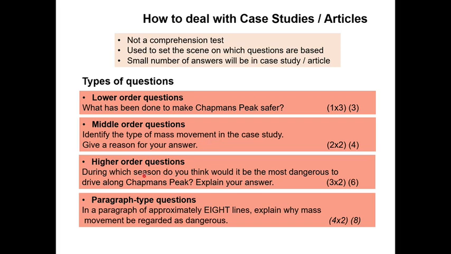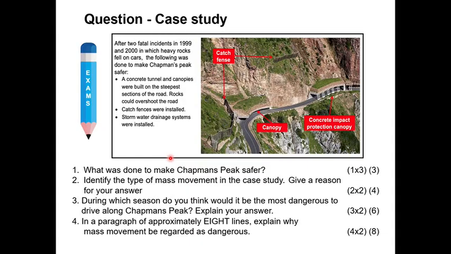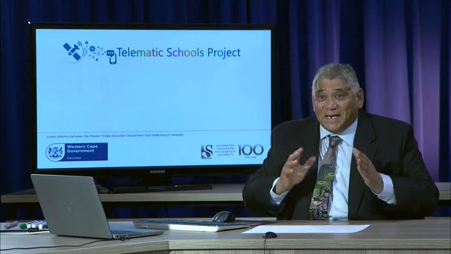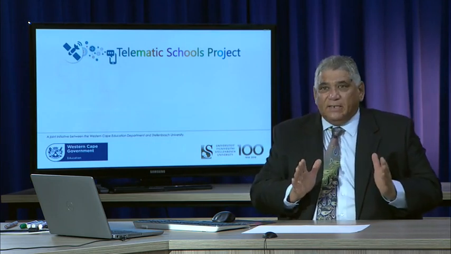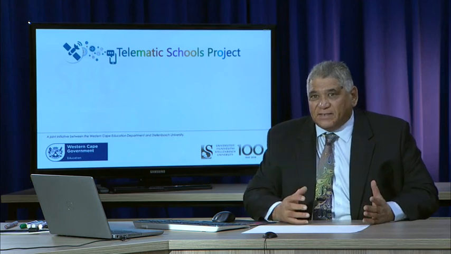Now this one: during which season do you think it will be the most dangerous to drive along Chapman's Peak? Explain your answer. This is a higher order question, because nowhere in the case study do you get the answer. But there is a hint for you, and the hint is here: stormwater drainage systems were installed. And being in the Western Cape, you know that this receives winter rainfall. So when it starts raining, certain parts of these slopes can become saturated. And what's going to happen now? Whoosh, down it goes.